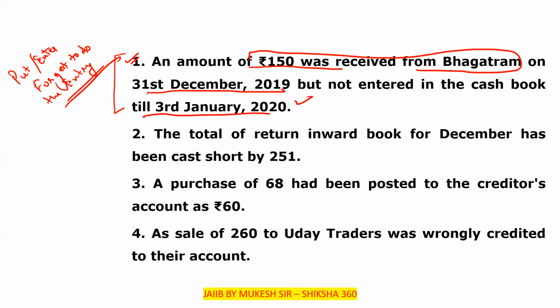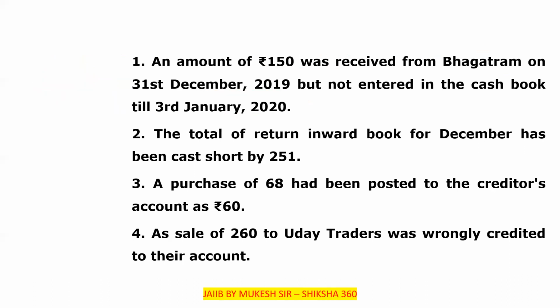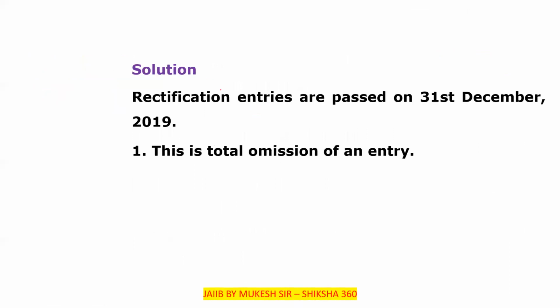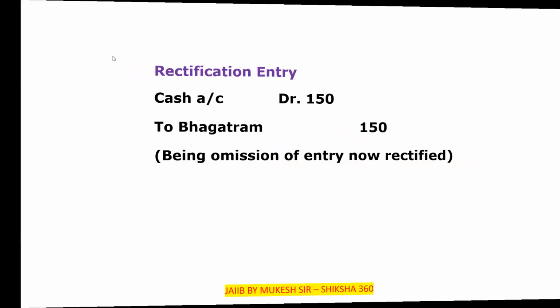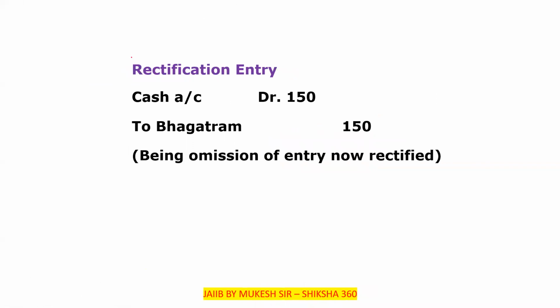So what basically do we have to do here? Let's try to understand. This is the total measure of the entry, that we have already discussed, that is forgetting to do the entry. Clear? So here what we have to do is debit the cash account and credit the Bhagat Ram account.